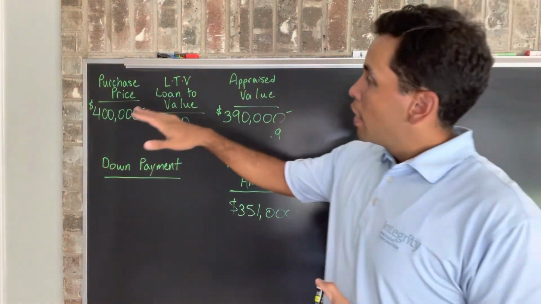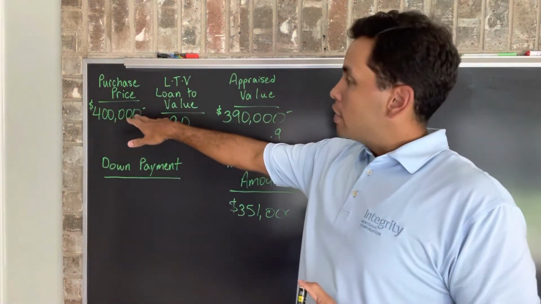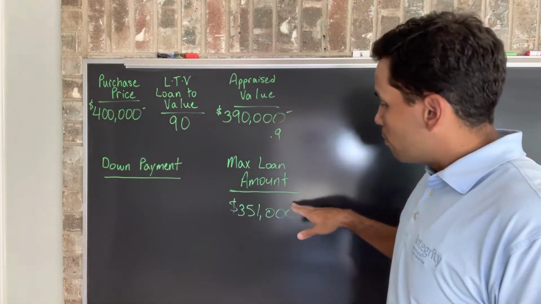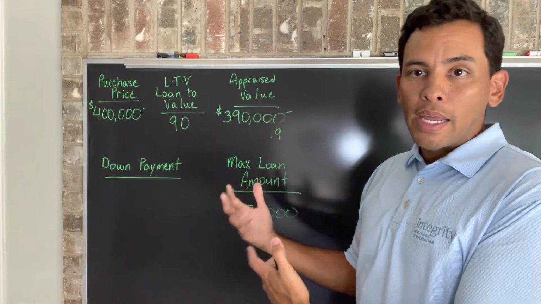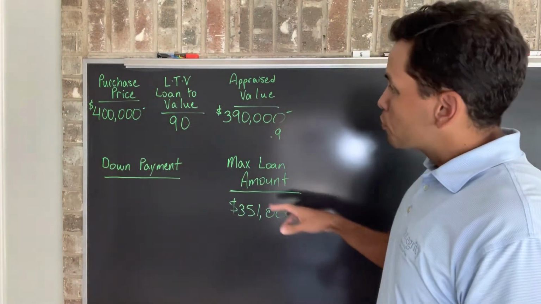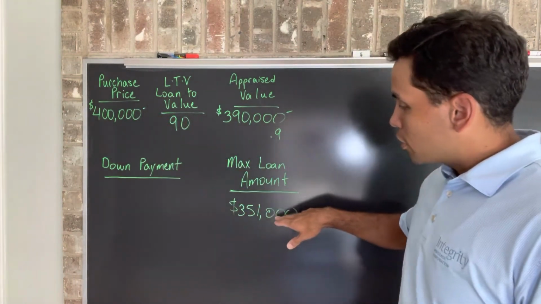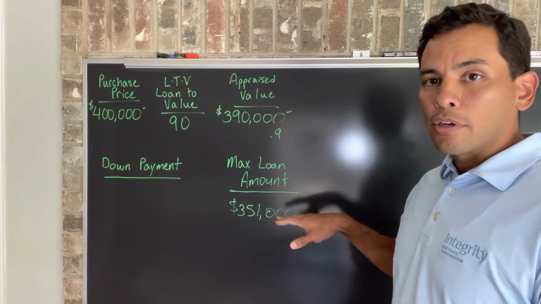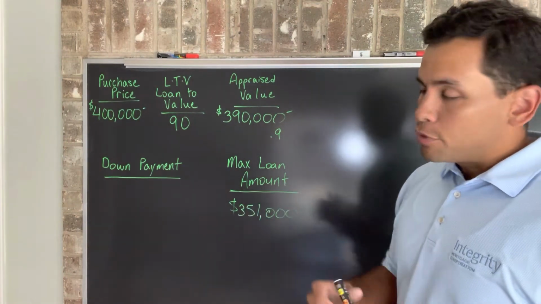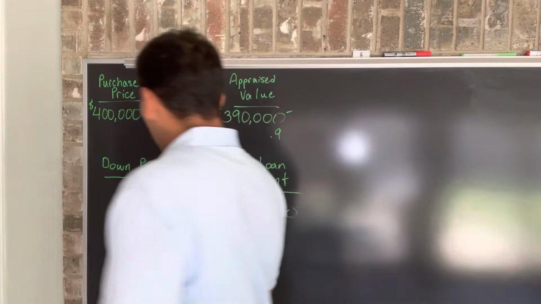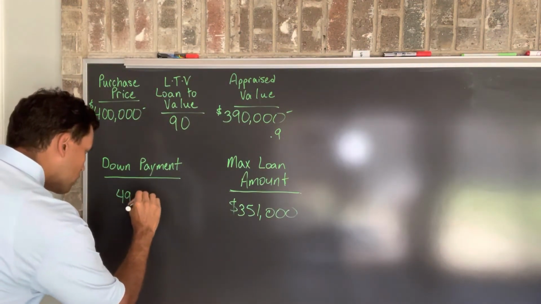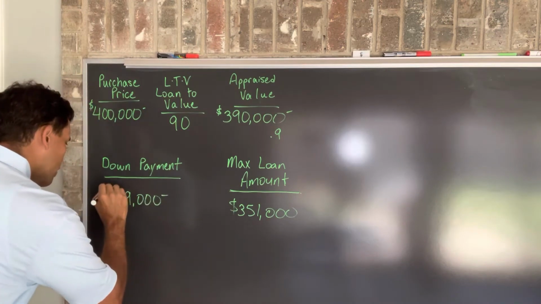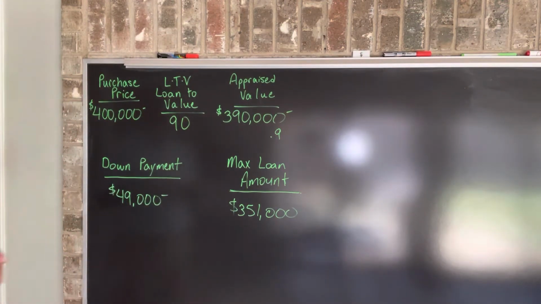So that $351,000 is now going to have to be compared back to the purchase price of the home, because this is where what you're buying it for is going to be compared to the maximum you can borrow based on the value of the home to keep it at a 90 LTV. So $400,000 minus the maximum loan amount of $351,000 gives you a down payment of $49,000. And that would be your down payment.